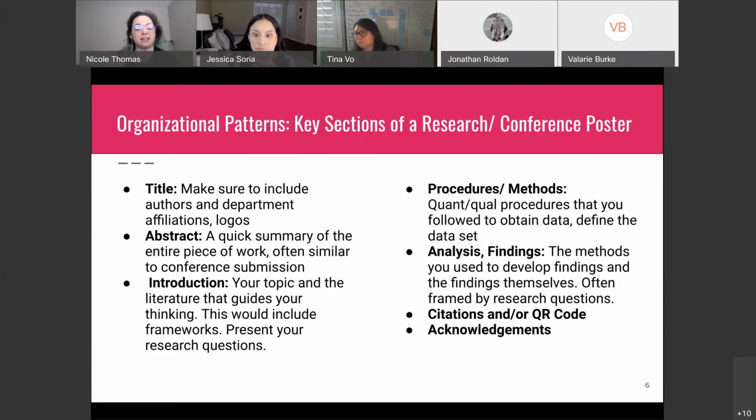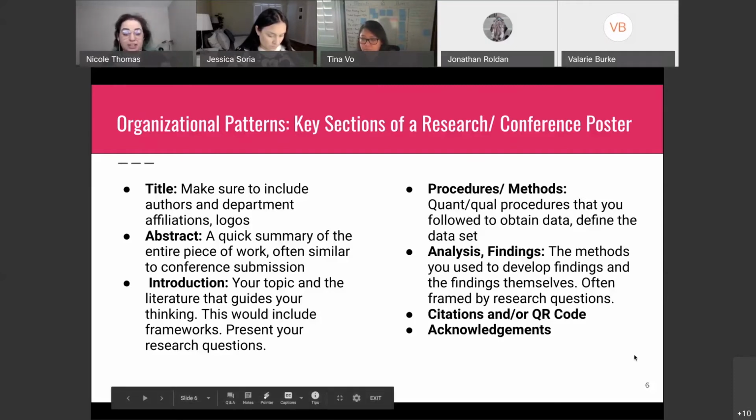So the methods that you use to develop findings, and the findings themselves. These are often framed by your research questions. You will also have citations and/or a QR code. What people have been doing recently is generating QR codes for their research posters that essentially link you to either a Google Doc or a Google Drive folder, which is a list of your citations or a list for more information.